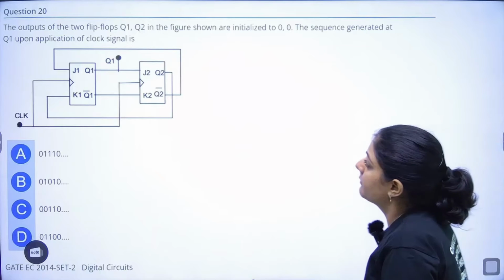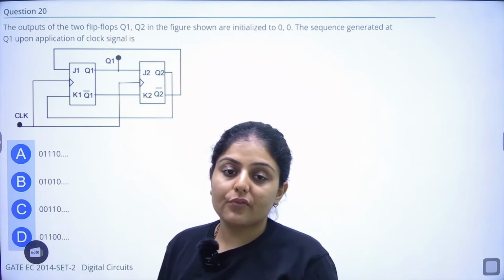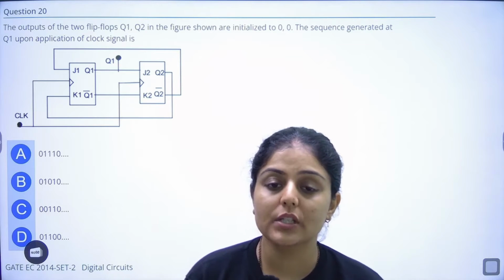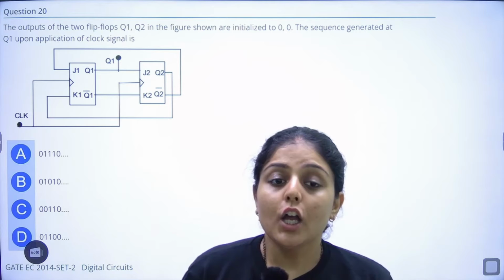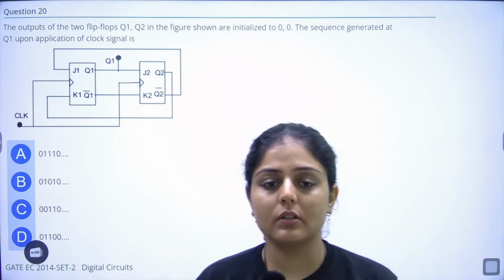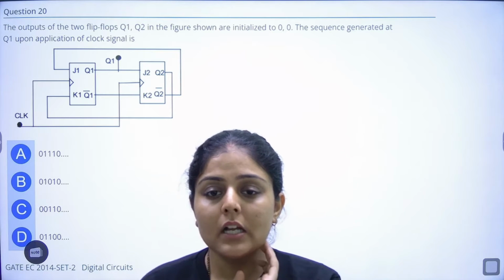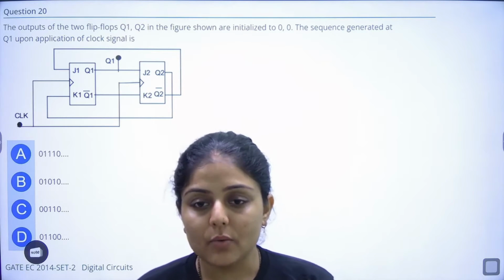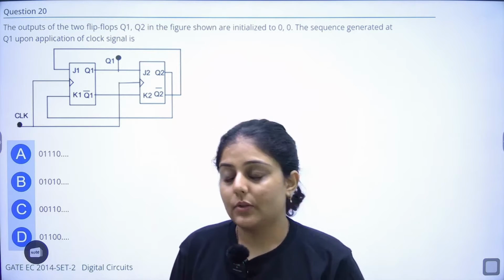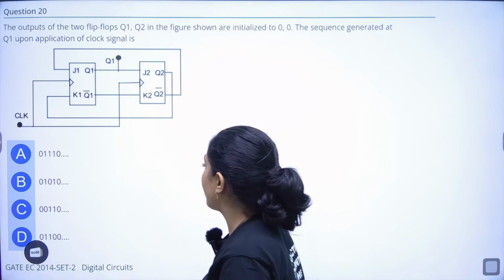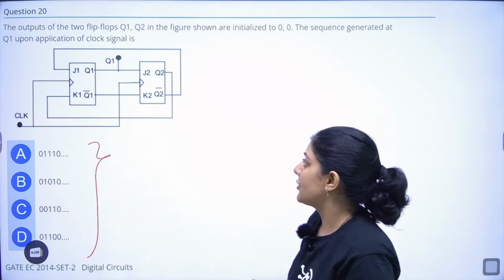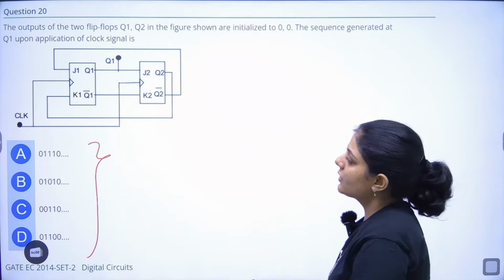Okay, next question. The next question says that the outputs of the two flip-flops, Q1 and Q2, in the figure shown are initialized to 0, 0. The sequence generated at Q1 is asked. Q1 and Q2 have the initial value 0, 0. You have to find out the sequence. Which of the following will be the sequence generated at Q1? Let's just see what is happening.